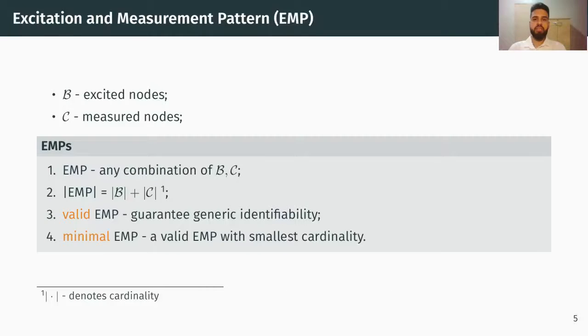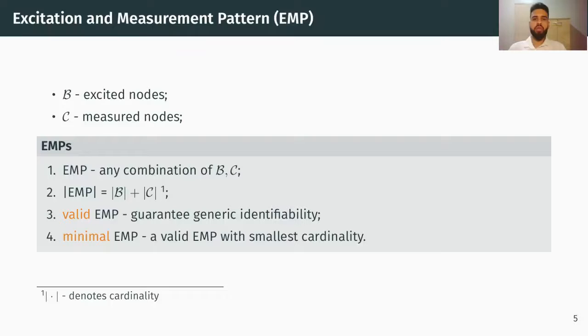Based on these results of generic identifiability, we introduce the concept of excitation and measurement pattern, EMP for short, of a network. Before introducing it, let us define the following sets. Calligraphic B stands for the set of excited nodes, while calligraphic C stands for the set of measured nodes. Now, an EMP is any combination of these two sets.